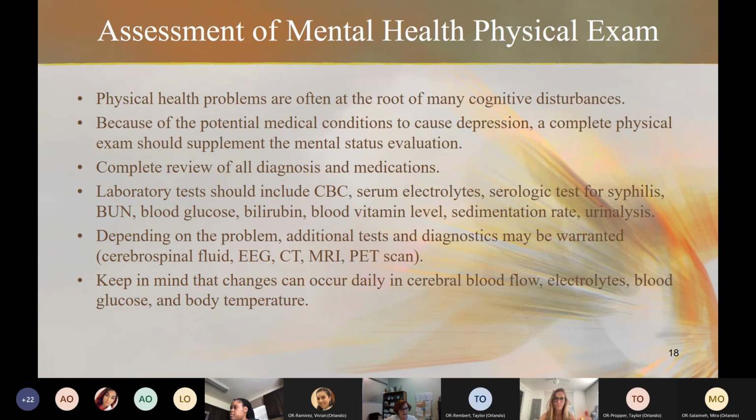Okay, so the last thing on here to keep in mind, remember we talked about the cerebral blood flow. We have to remember that, and remember their body temperature. They chill easily, so they lose a lot of heat. And so we have to remember their body temperature is going to be a little bit different from when they were younger. Their blood sugars might be a little bit different as well. So we have to keep those things in mind when we are doing a physical exam on an older patient.